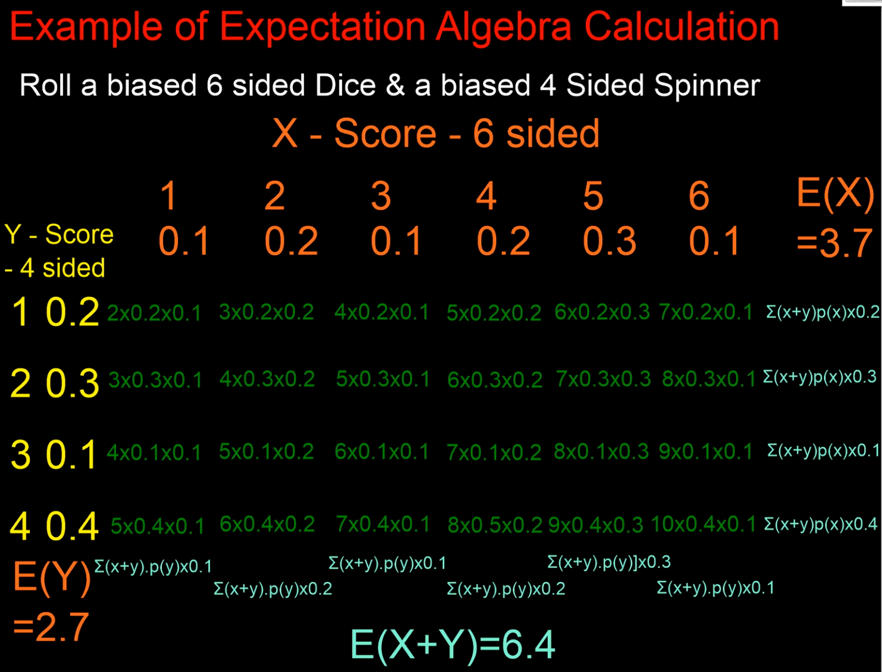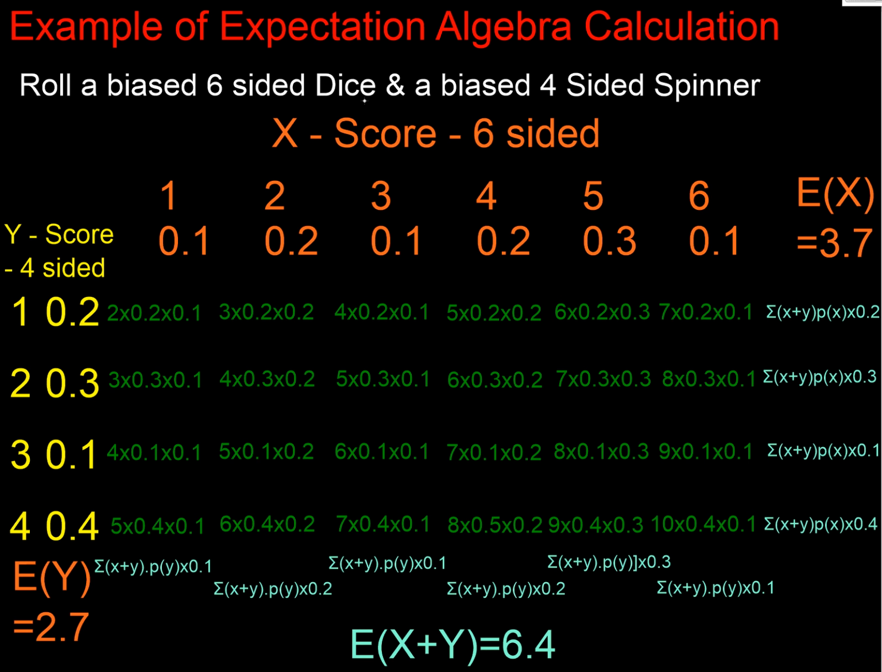Hello, this is part 3 of my video, and this is an example of using expectation algebra to calculate a two-variable expectation. So what I've done here as an example is used two sort of dice games in effect.